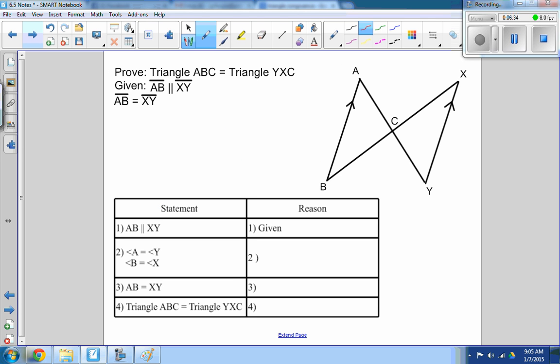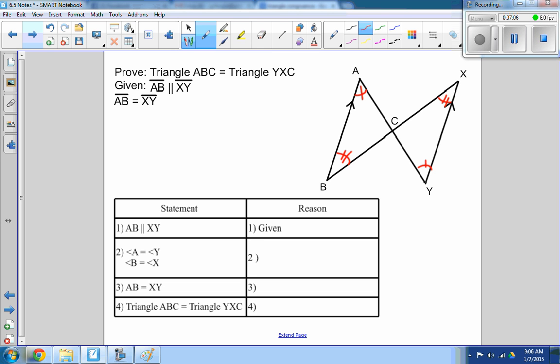So let's do some more two-column proofs. So we're going to prove triangle ABC is congruent to triangle YXC. And we're given AB is parallel to XY, and we're also given AB is equal to XY. So our first statement, AB is parallel to XY, that's given. Our next statement, angle A is congruent to angle Y. Angle B is congruent to angle X.